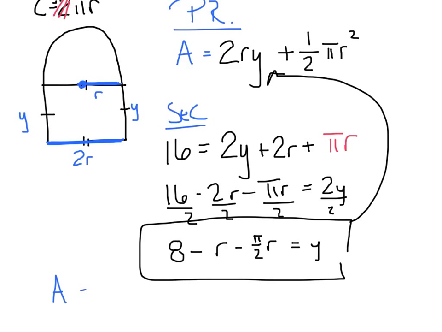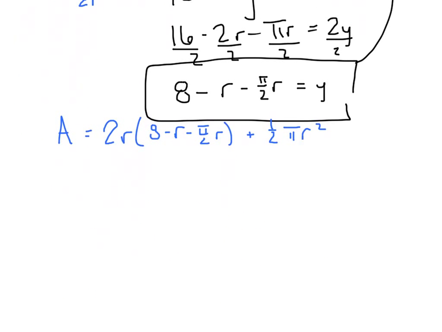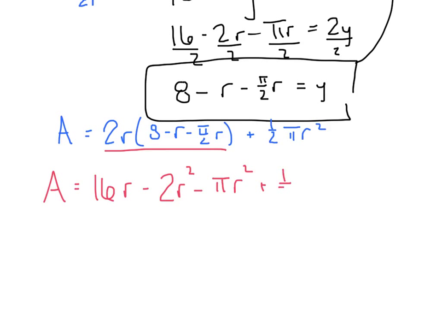And I need to take this and carefully substitute it into y. So I've got my area equals 2r times (8 minus r minus pi over 2 r) plus 1/2 pi r squared. All right, now before I take that derivative, I'm going to clean it up one more step and multiply these together. So I have area equals 16r minus 2r squared minus pi r squared plus 1/2 pi r squared. Okay, when I did this, the 2 and that half canceled there.